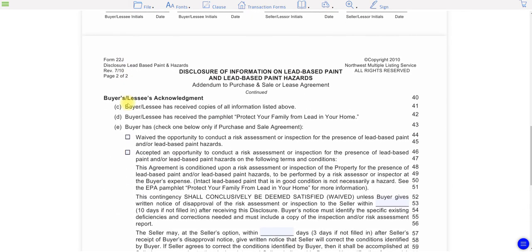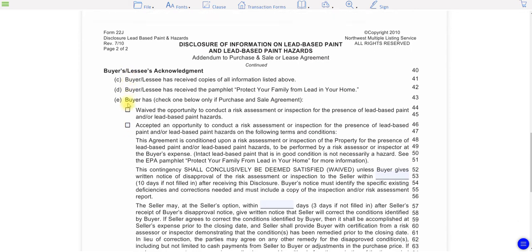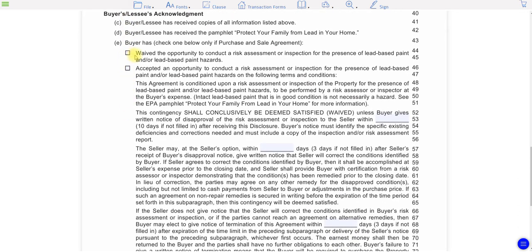And then when the buyer is completing their offer documents, they'll indicate whether they have waived the opportunity to conduct a risk assessment or accepted an opportunity. Now, if they accept an opportunity to conduct a risk assessment, typically they would be doing that during their home inspection period. So the amount of time that they have within which to do that is the same default of 10 days, just like the home inspection default is 10 days.